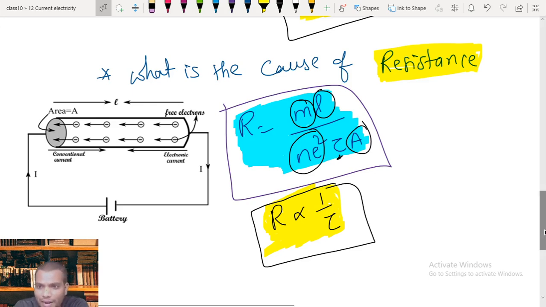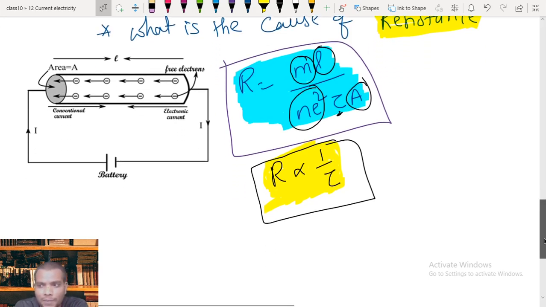Now, on which factors does this relaxation time depend? For a given conductor, for a given potential difference, everything is normal, it does not affect anything. But one important hidden factor is temperature.